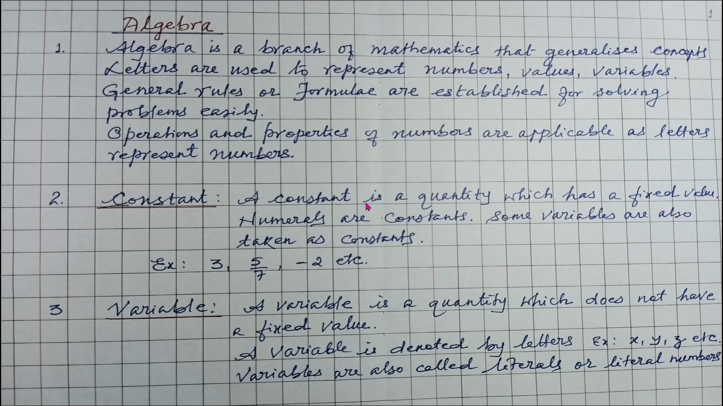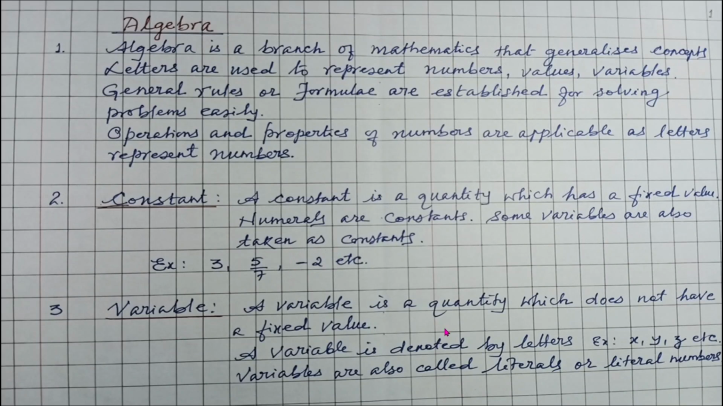Now, a constant. A constant is a quantity which has a fixed value. Numerals are constants. Some variables are also taken as constants. Now 3 is a constant because it has a fixed value. So also -2 is a constant, because it has a fixed value.